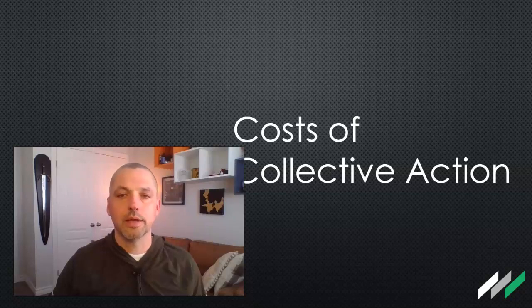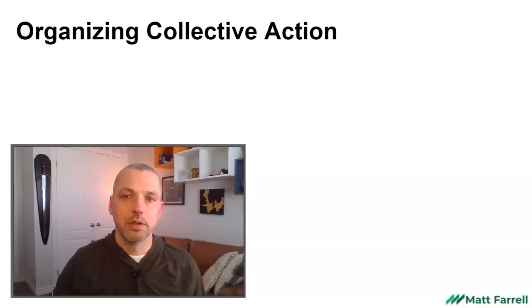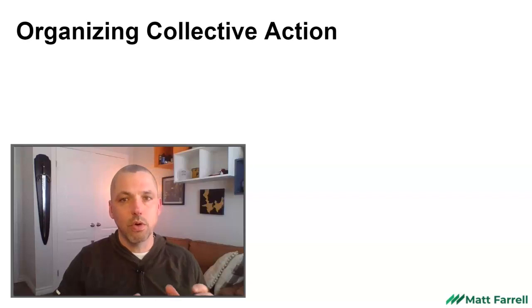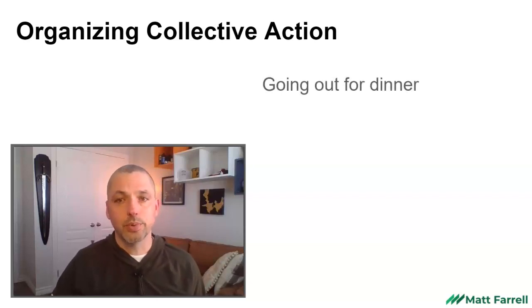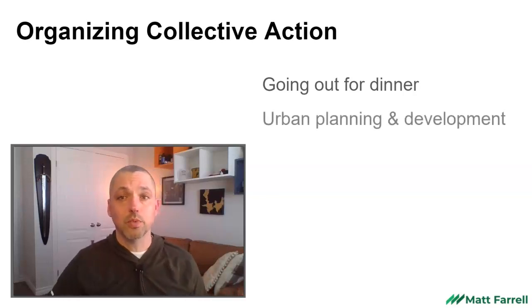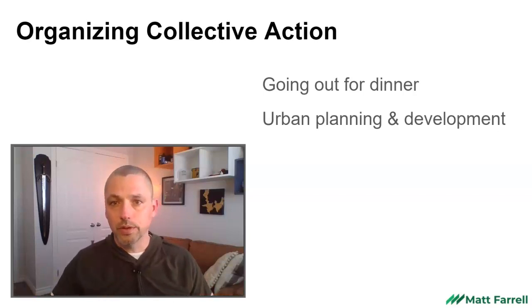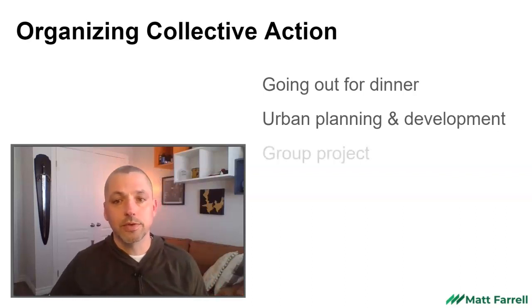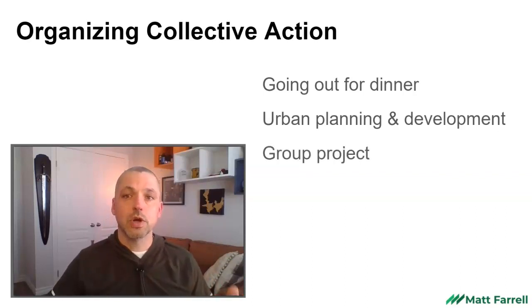In this video, we're going to look at the costs of collective action. Politics is making decisions in groups, and typically the goal of the political process is to organize a group of people to do something, to try and take action to solve a problem. It could be going out for dinner with a group of friends, or it could be something more complicated, like a city or other municipality trying to figure out where to build roads, where to build schools, and what action to take with new developments. Or it could be something as simple as trying to coordinate a group project at school.